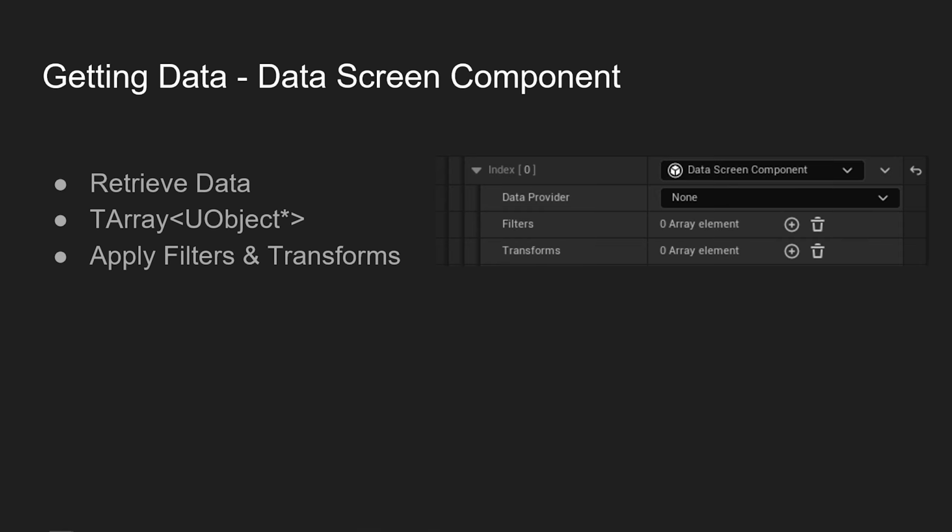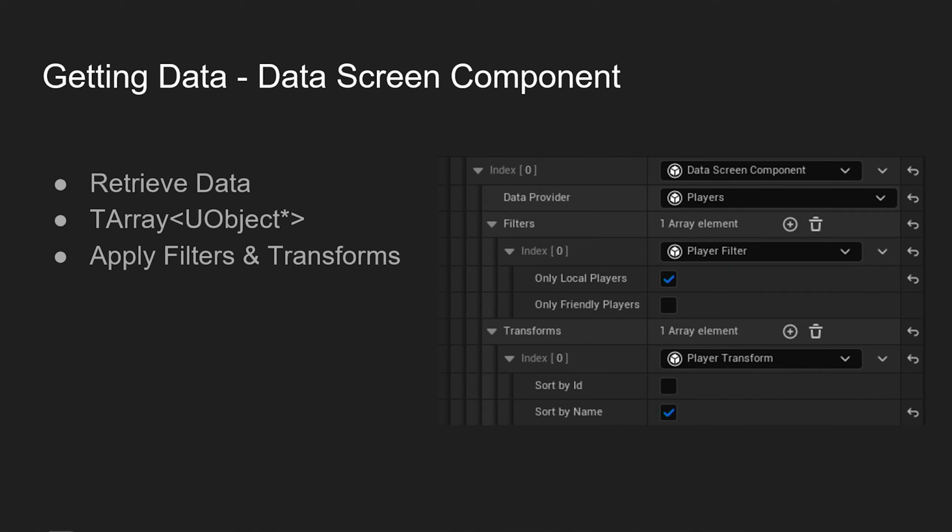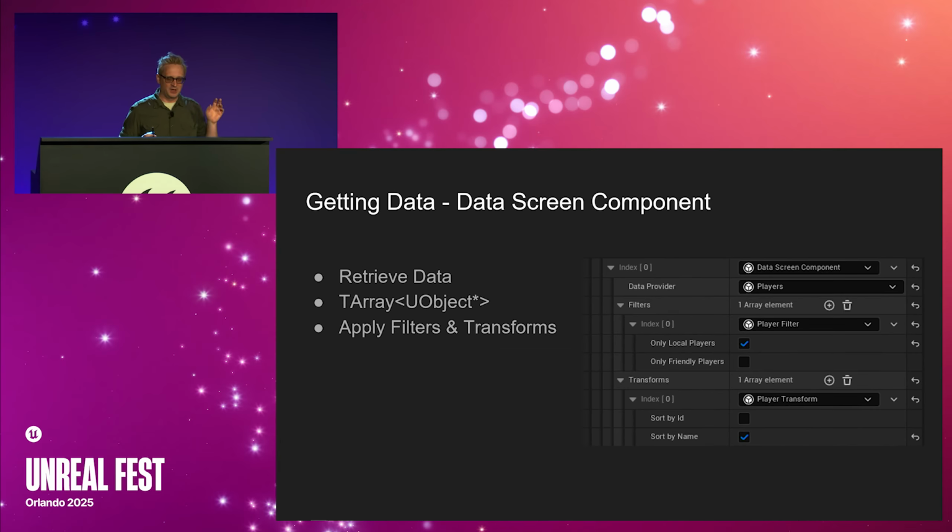Then we have optional filters and transforms, and when you fill everything out, it looks like that. Filters do what you think. Transforms are things like, I need to sort the data in a certain way. The reason we broke it down this way is that once you've implemented a data provider, like the players here, it's a lot less work to go in and add a filter or a transform to manipulate the data.